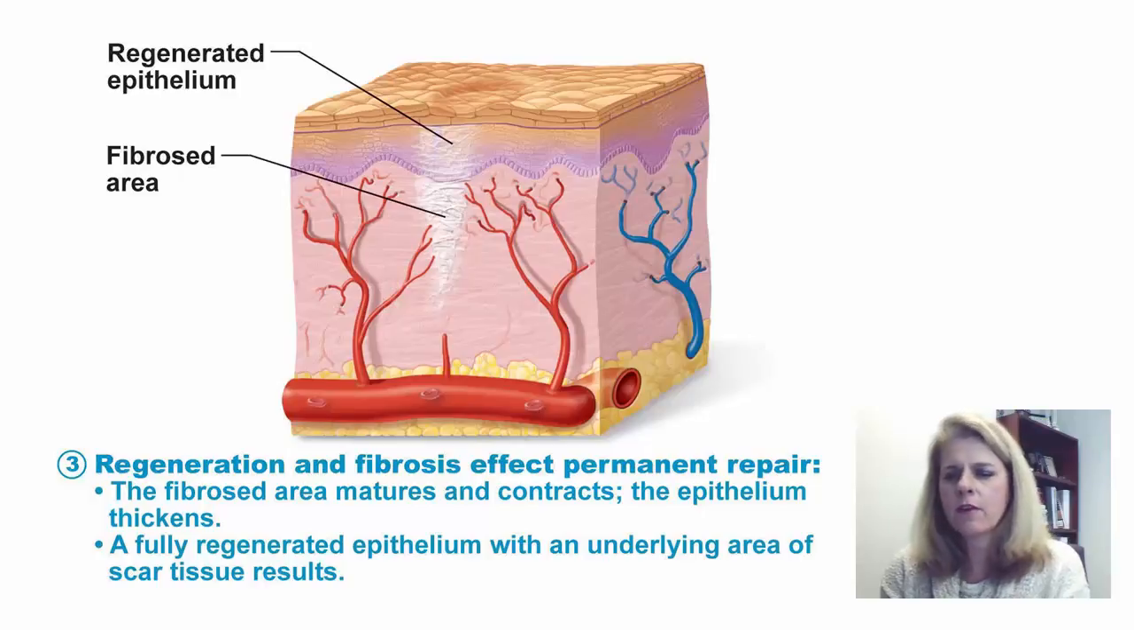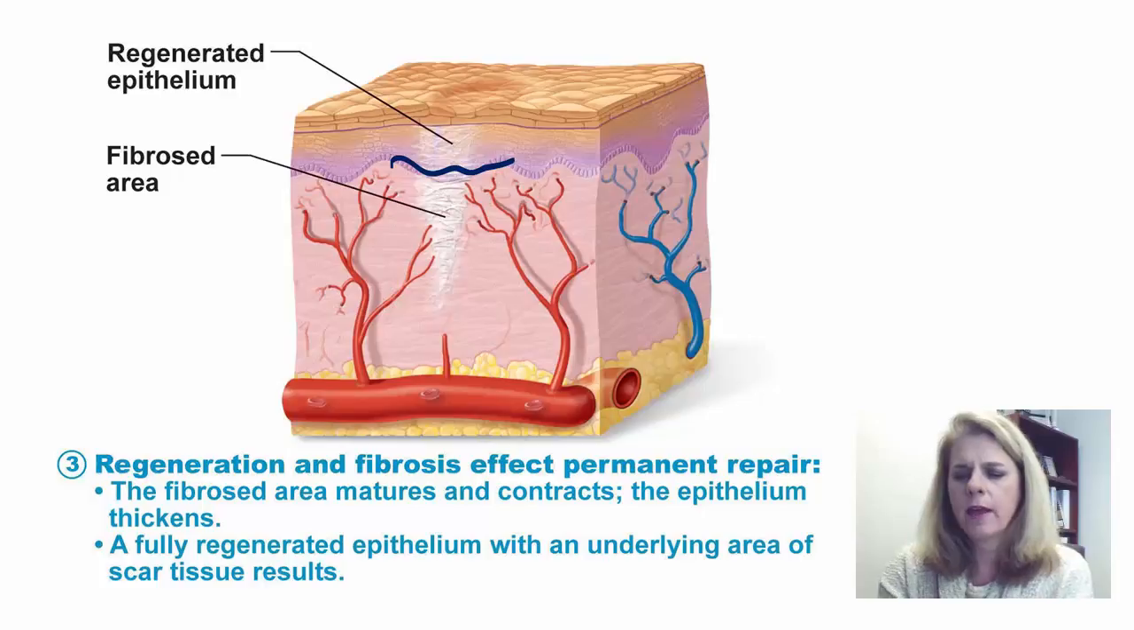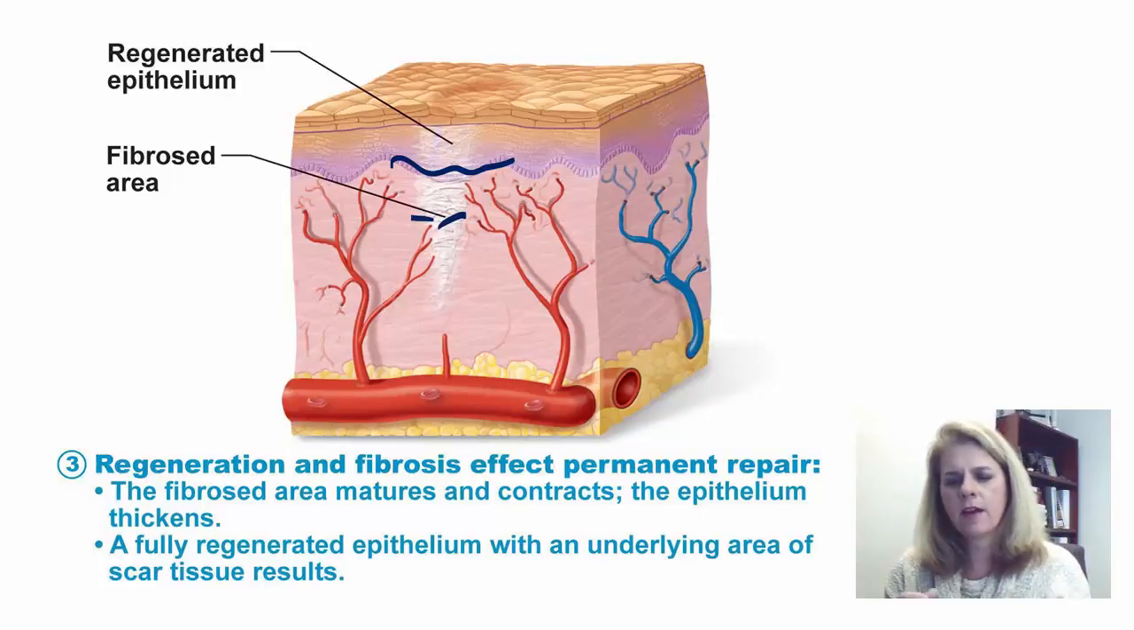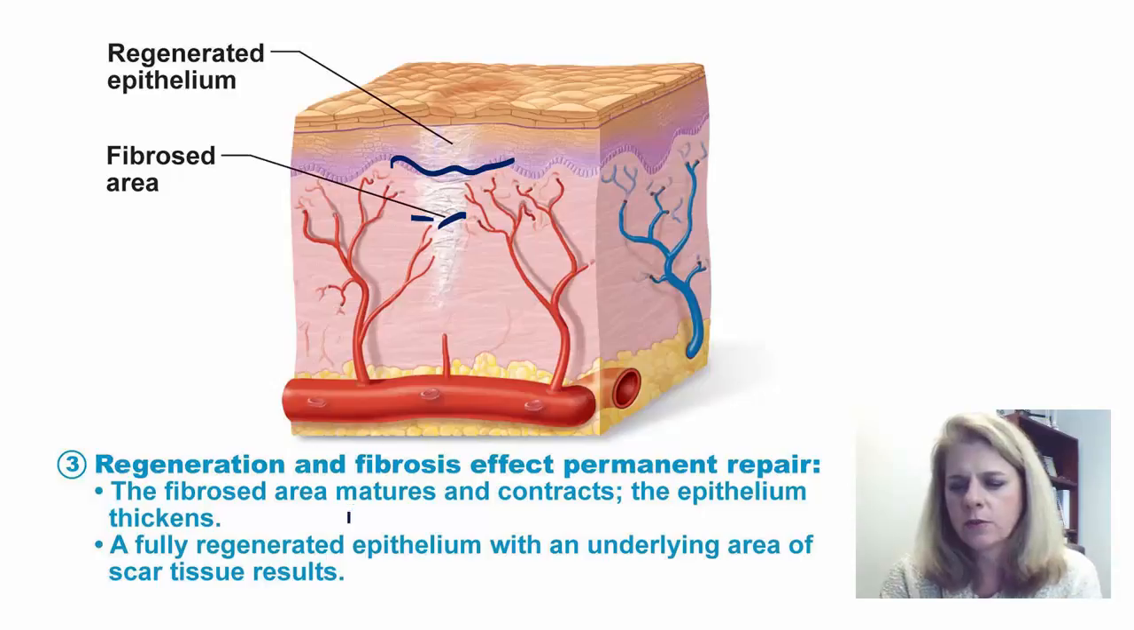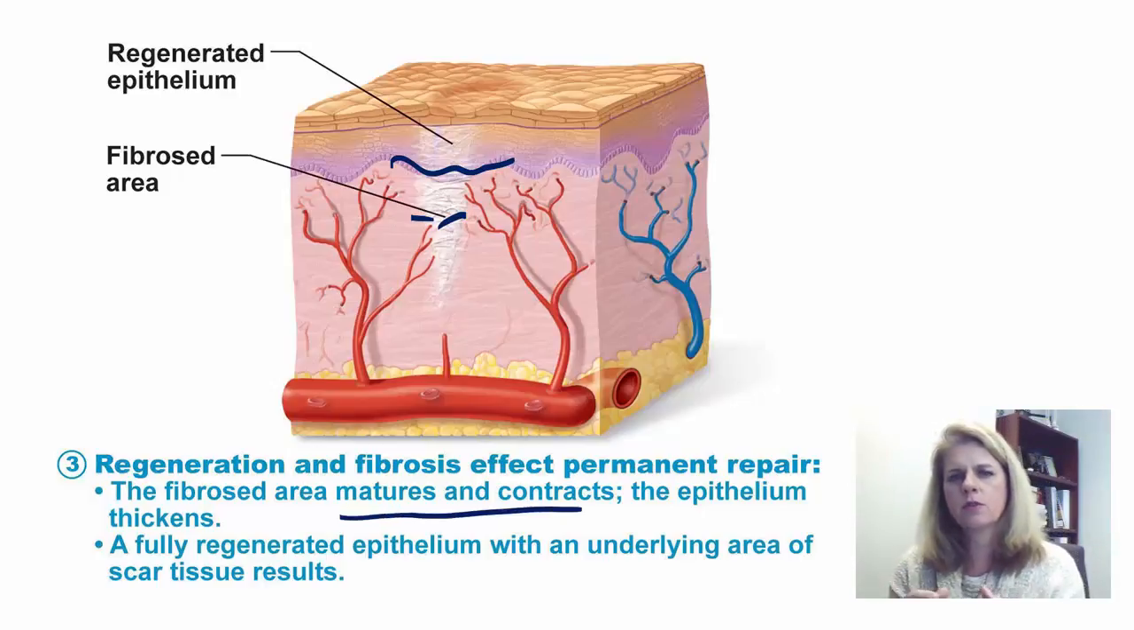All right, so here we have our regenerated epithelium. So this is now completely regenerated, and we have our fibrosed area. And as this area that's got all these fibers matures, they start to contract and pull this tissue together and seal the hole, okay?